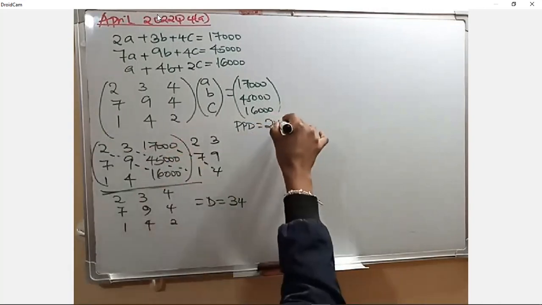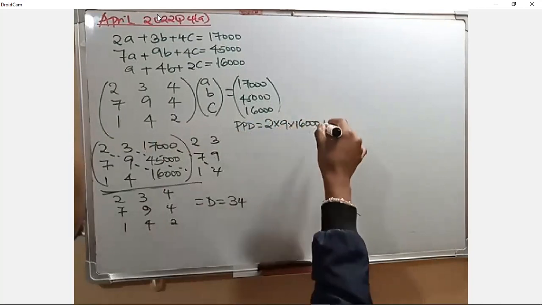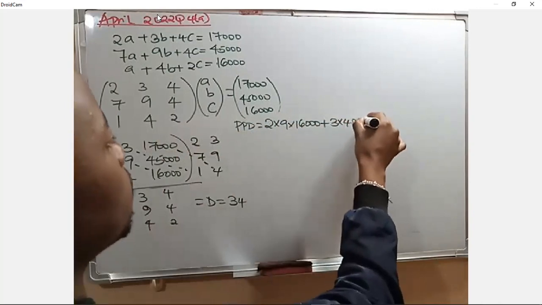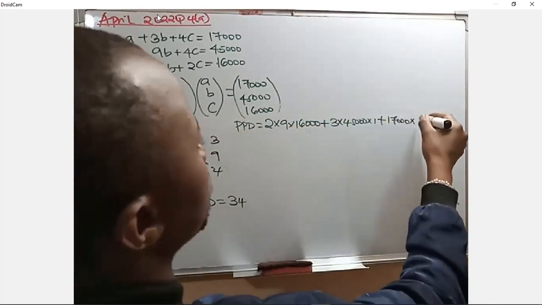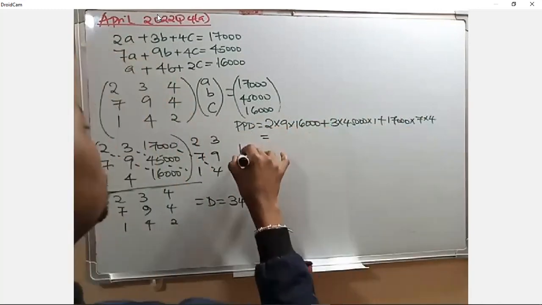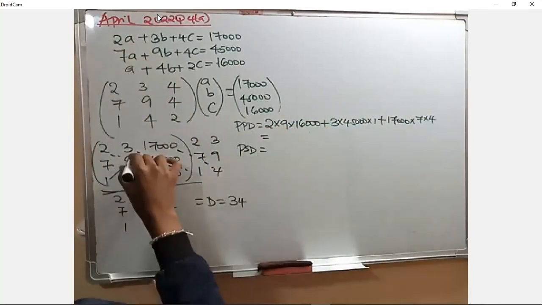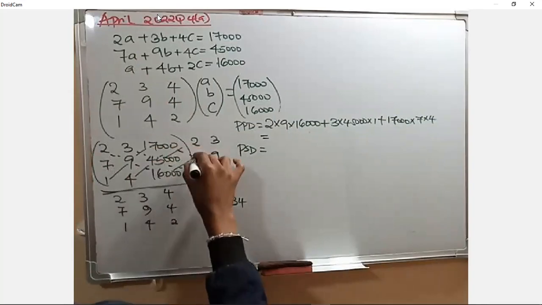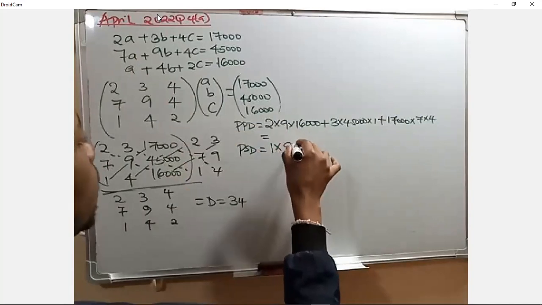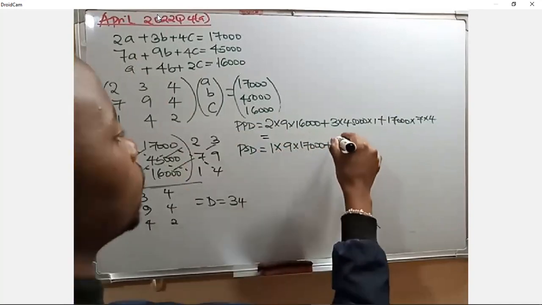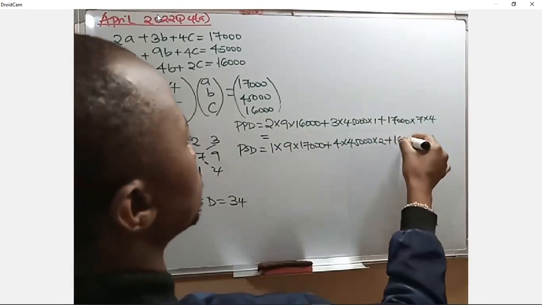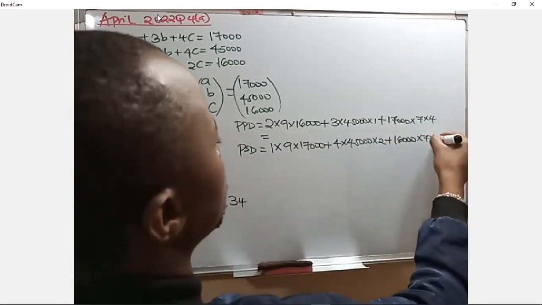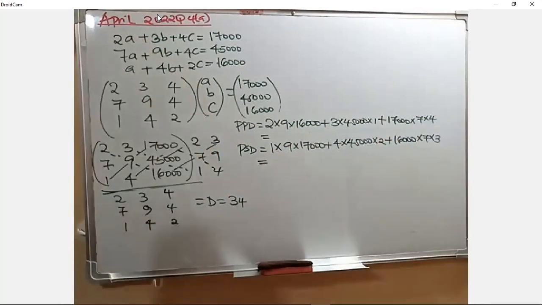So it is 2 times 9 times 16,000 plus 3 times 45,000 times 1, plus 17,000 times 7 times 4. Then we have PSD, which equals, you can see here, 1 times 9 times 17,000 plus 4 times 45,000 times 2 plus 16,000 times 7 times 3. So let me start the first one, 18 times 16,000.